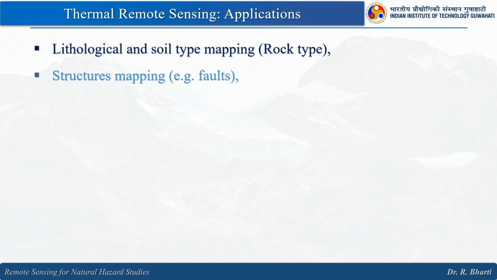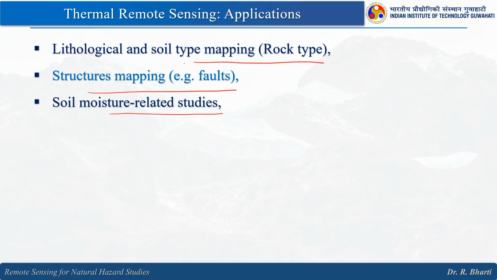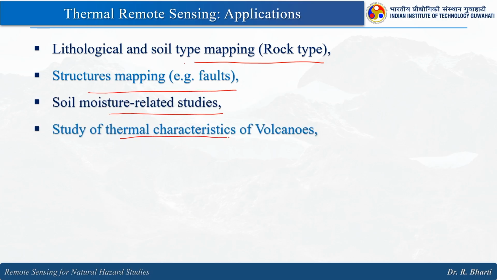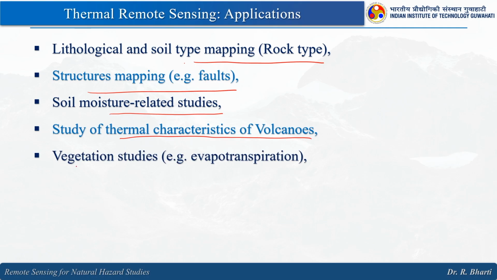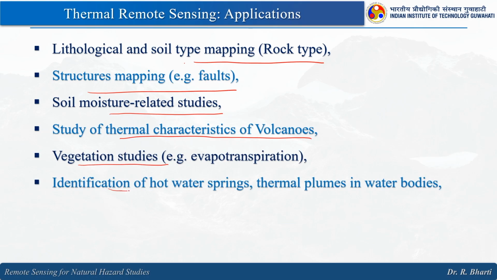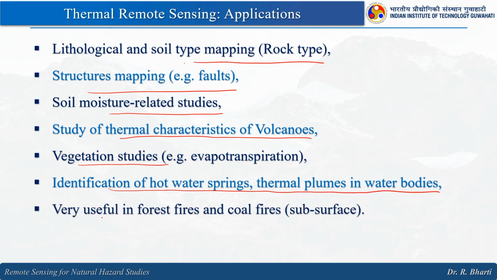So, some of the applications of thermal remote sensing are lithological and soil type mapping, structural mapping, soil moisture related studies, study of thermal characteristics of volcanoes, vegetation studies, identification of hot water springs, thermal plumes in water bodies, and it is very useful in forest fire and coal fire.